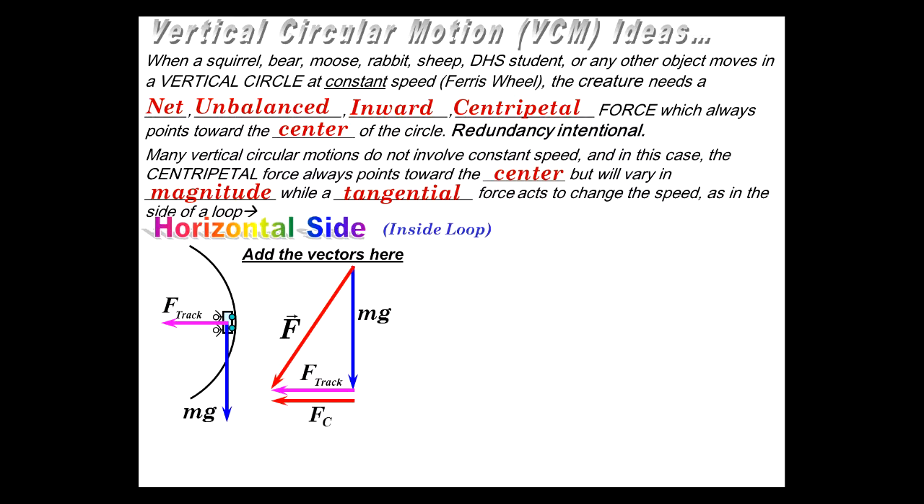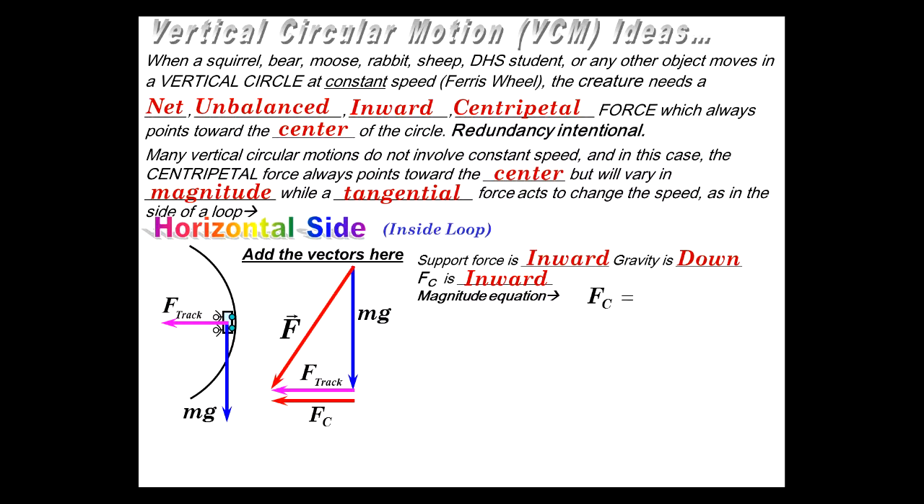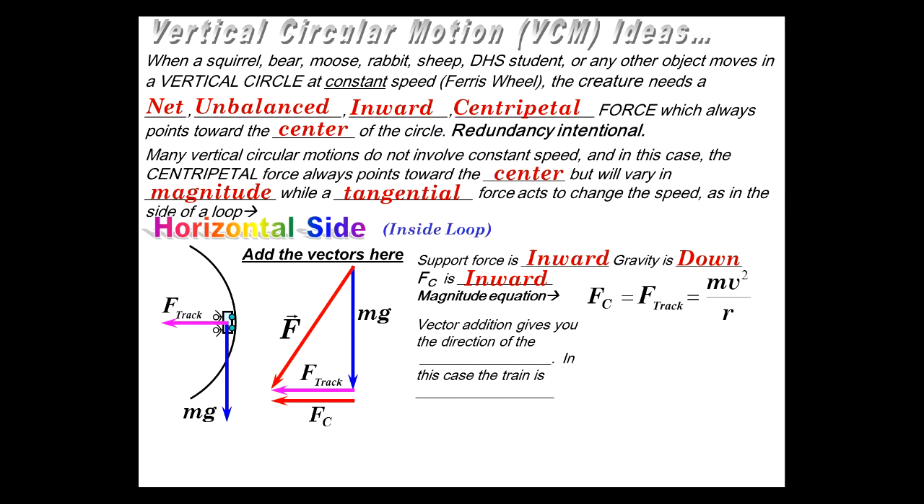So there it is. The part that we're really interested in here is the centripetal force, which is all provided by the track. Gravity does nothing to provide that because it's acting perpendicular. So what I'm going to call the support force is inward. Gravity is down, and Fc is inward as well. So let's write the magnitude equation for this, which is simply as follows. The size of Fc is F track, and that is mv squared over r, an equation for the centripetal force. The vector addition will give you the direction of the force and the acceleration.